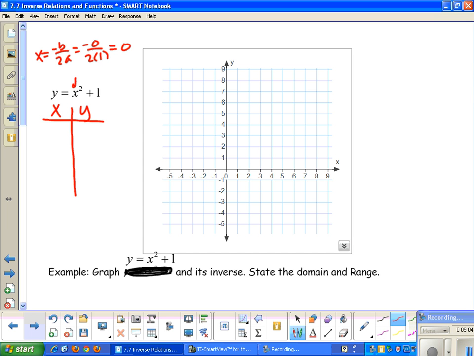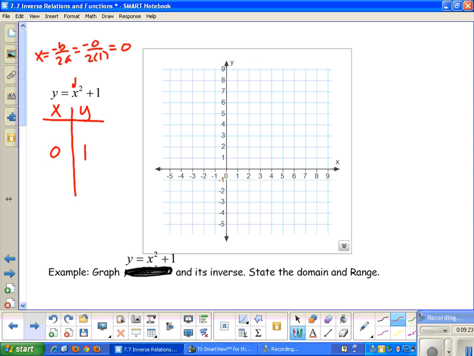So I know my vertex is going to be at 0. If I plug 0 into my equation, 0 squared plus 1 would be 1. So I have a vertex at (0, 1). So I want to pick points, remember, on either side of my vertex so that I can get my U-shaped graph, which is called a parabola. Since this is a quadratic equation, remember, it makes a U-shape.